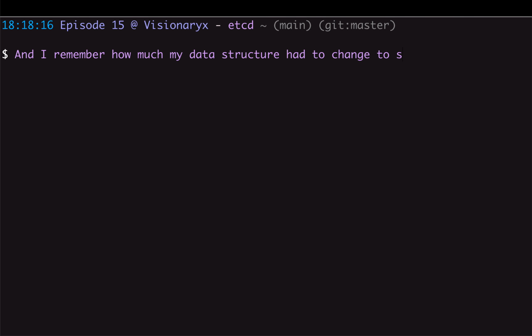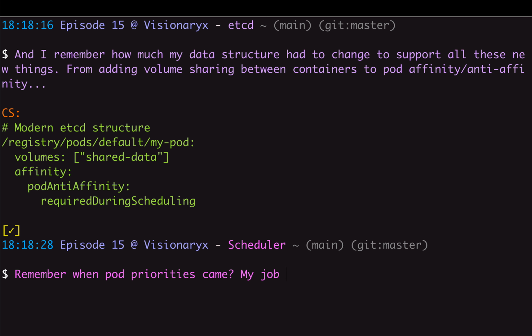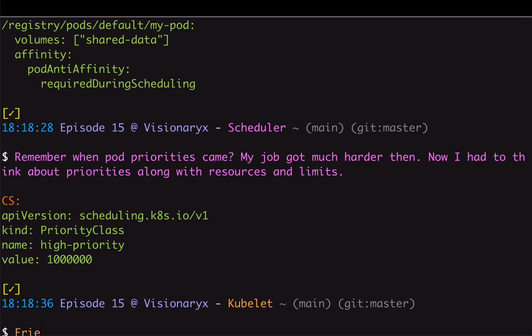And I remember how much my data structure had to change to support all these new things. From adding volume sharing between containers to pod affinity and anti-affinity. Remember when pod priorities came? My job got much harder then. Now I had to think about priorities along with resources and limits.